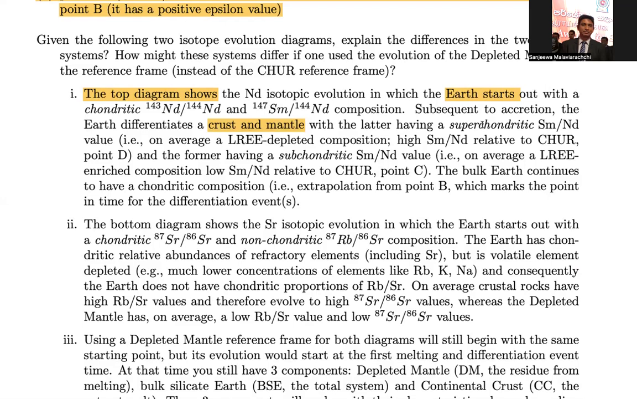What is superchondritic? Higher than the chondrite composition. Superchondritic means higher than the chondritic value, right? So a higher samarium neodymium value is there for the mantle according to this statement, right? That is, on average, a light rare earth element depleted composition. Okay, light rare earth element depleted composition. High samarium neodymium ratio relative to the chondrite, which is represented by point D. Okay, let's see now.